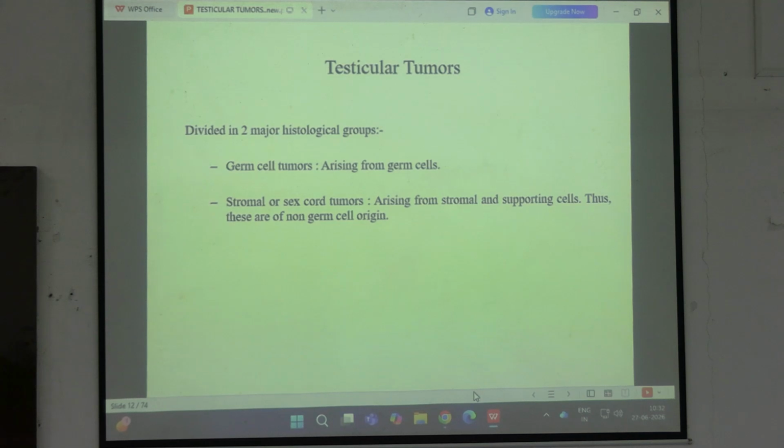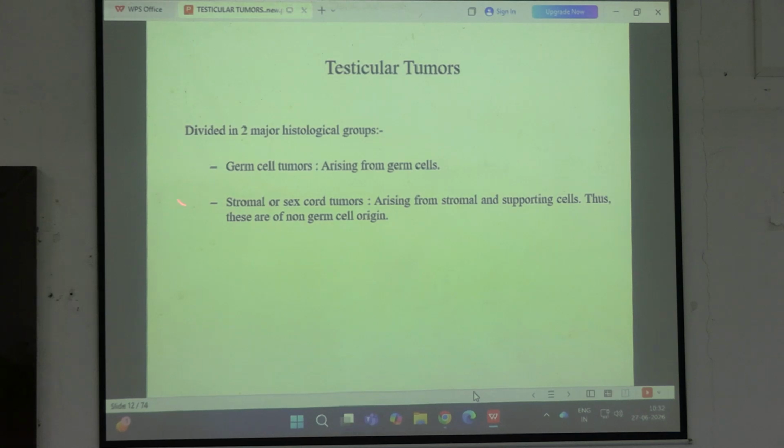So what are those cells that are non-germ cells? We just discussed. Yeah, what are those stromal cells? In the beginning of the class we discussed, no? What are the supporting cells inside the seminiferous tubules? Those are called Leydig cells. Very good. And starts with S. Sertoli cells. Excellent. Sit down.